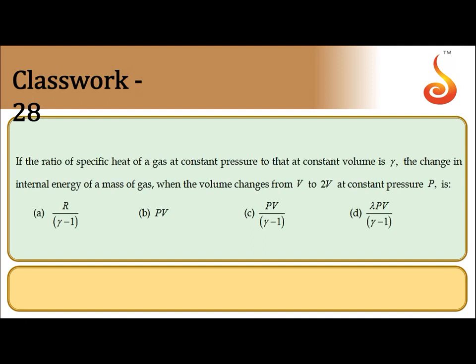So, we shall move on to next one. If the ratio of specific heat of gas at constant pressure to that at constant volume is gamma, the change in internal energy of a mass of gas when volume changes from V to 2V at constant pressure P is. So we need to calculate change in internal energy of the gas. So we know that change in internal energy of the gas, delta U is equal to 1 divided by 1 minus gamma into P2 V2 minus P1 V1.